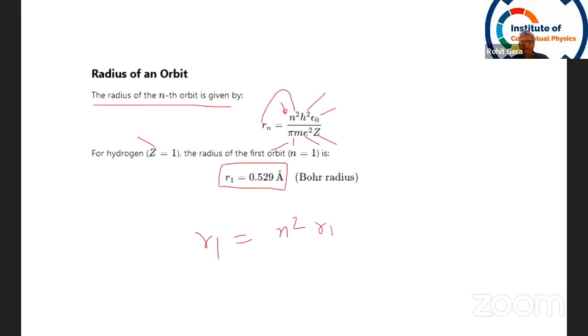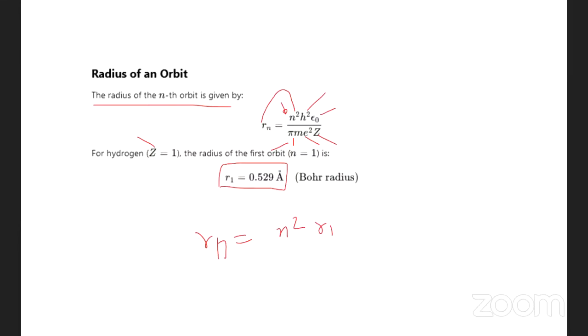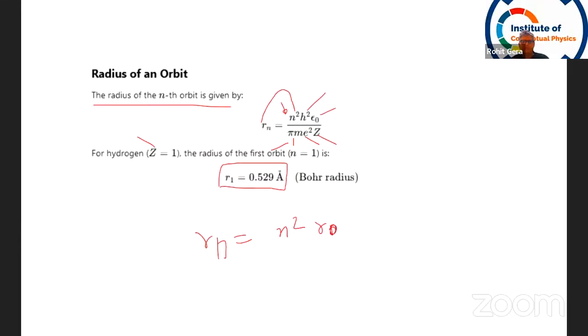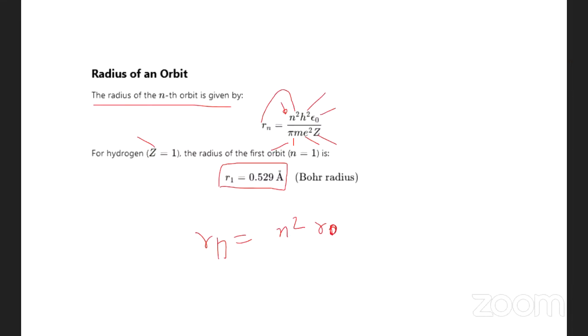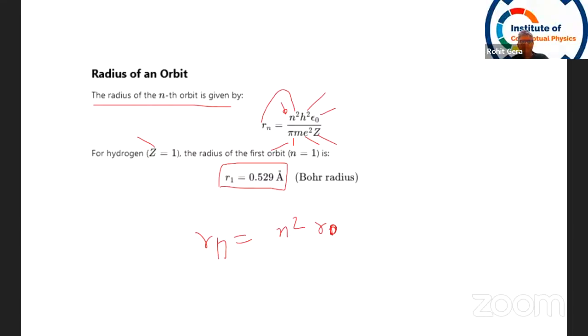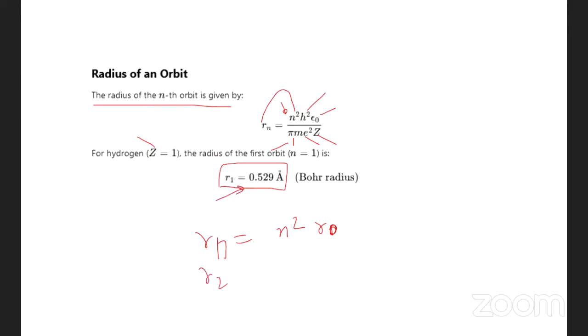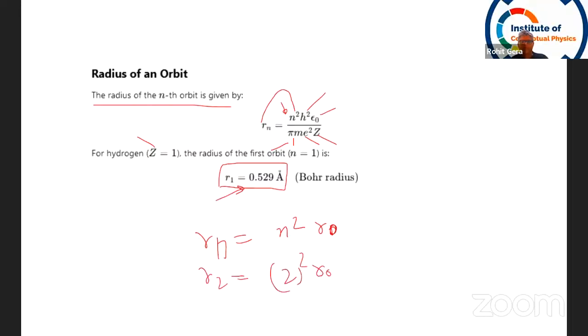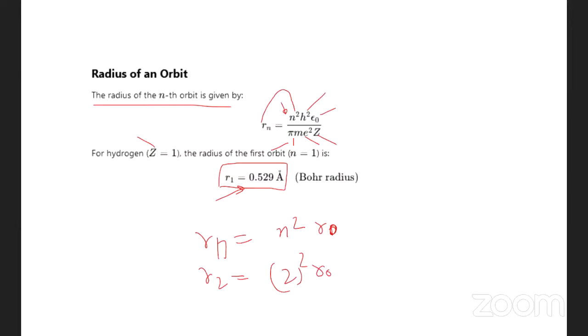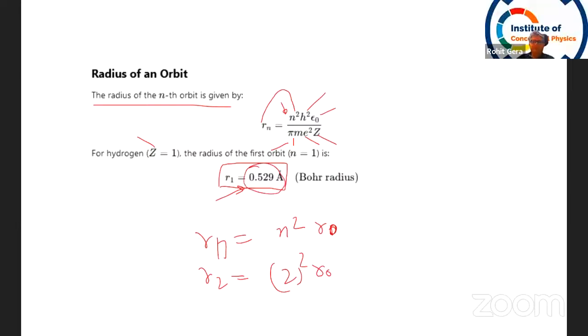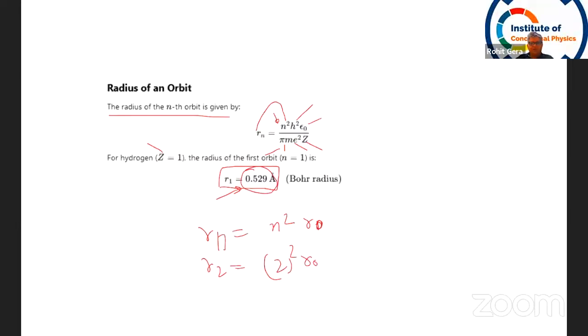Rn is equal to n square R naught, which is actually the first orbit, R1. If you put n is equal to 1, you will get the same answer. R2 will become 2 square R naught. I'm saying R naught is this, the first orbit. We will see how we got this expression, but for the timing, radius is proportional to n square.